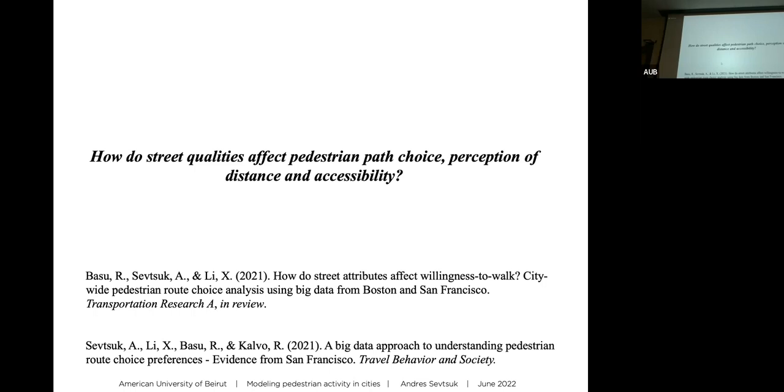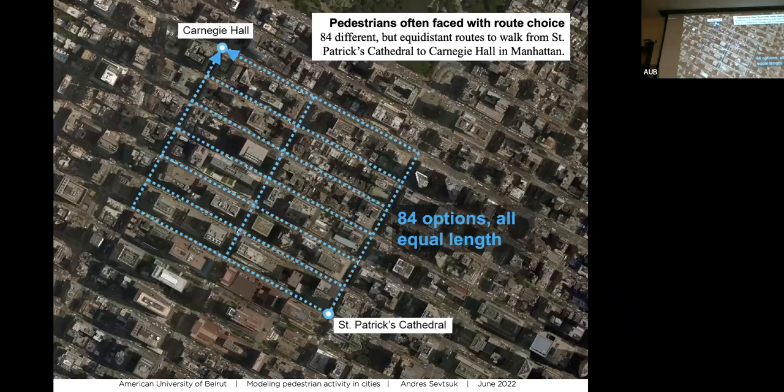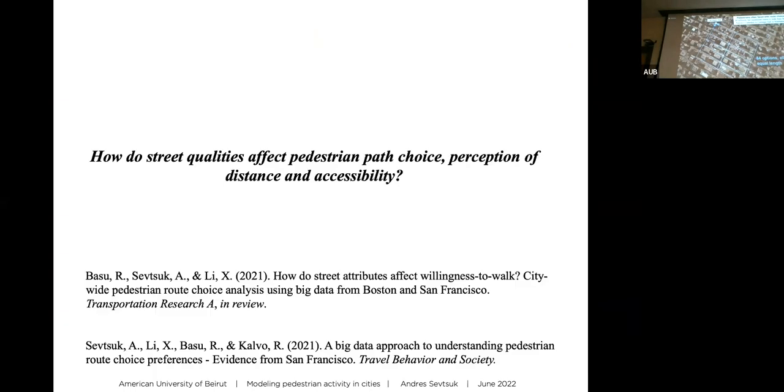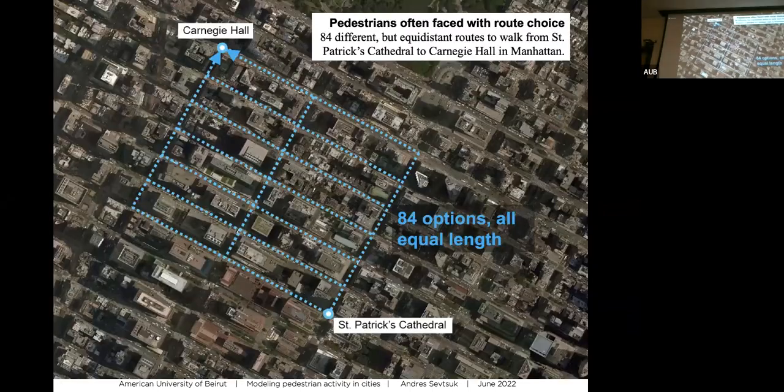For this, we have analyzed data from 2 cities so far, San Francisco and Boston, where we actually had trajectory data for that route choice analysis, and I'll come to that in a second. So this route choice question is not hypothetical. It actually happens all the time.